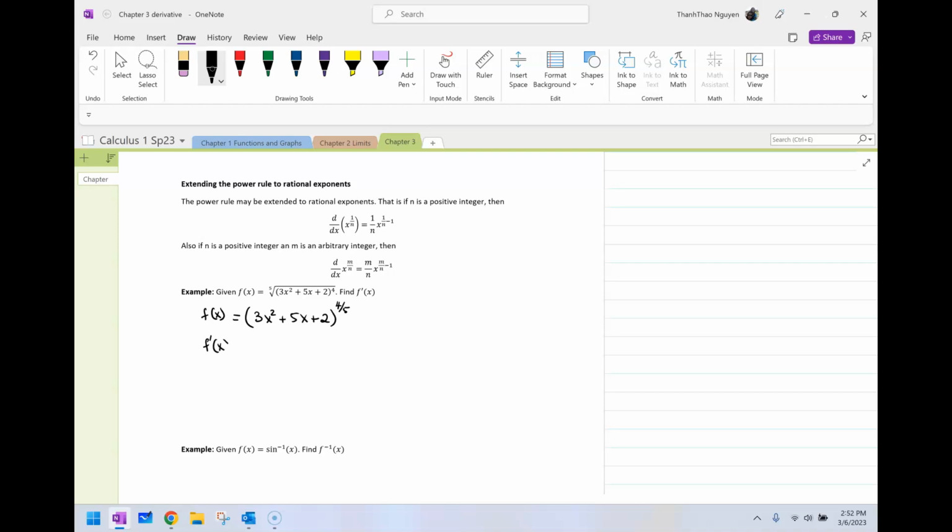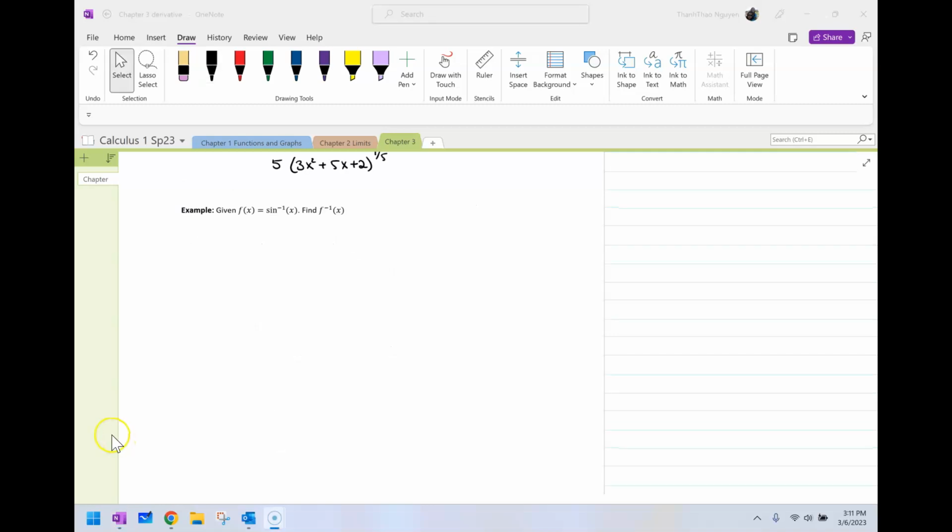So f prime of x is equal to 4/5 times (3x squared plus 5x plus 2) to the power 4/5 minus 1, that is negative 1/5. Now that we have taken the derivative of the outer function, we need to take the derivative of the inner function, so 6x plus 5. And this simplifies to 4 times (6x plus 5) divided by 5 times (3x squared plus 5x plus 2) to the 1/5.